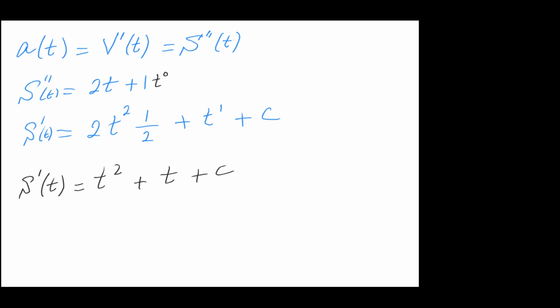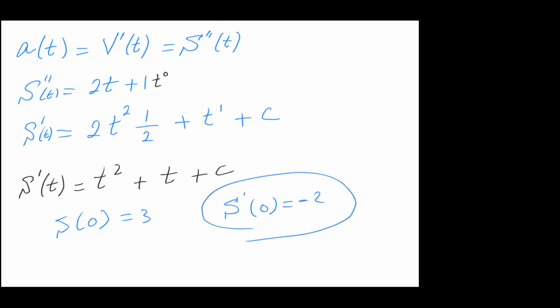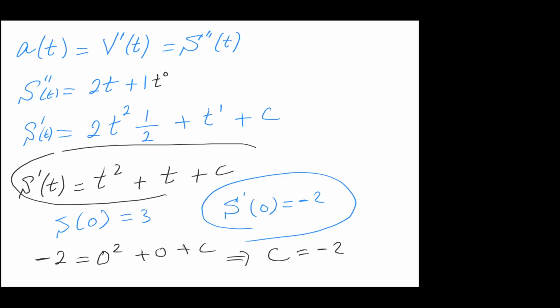So remember, we had two initial conditions. We knew that s of 0 equals 3. That doesn't help me here. But s prime of 0, which is the same as v, velocity at time 0, equals -2. So I'm going to use this information and say that -2 equals 0 squared plus 0 plus c. That implies that c equals -2. So I can rewrite this, exchanging the c with -2.